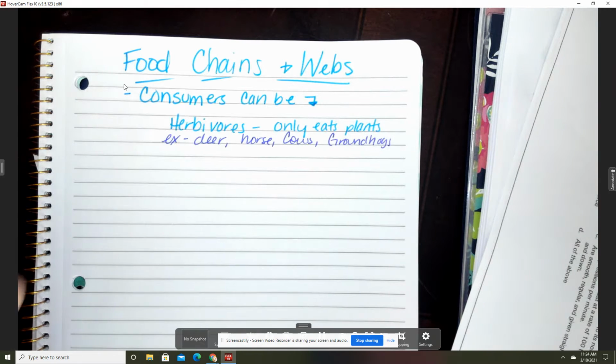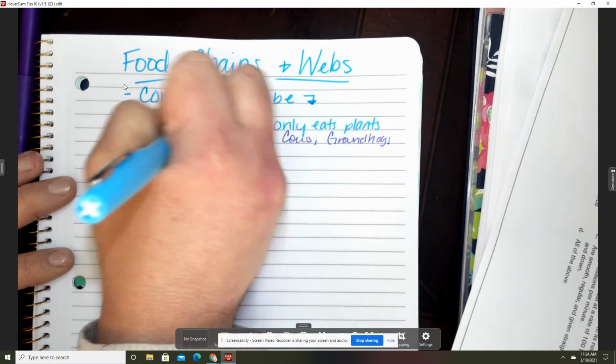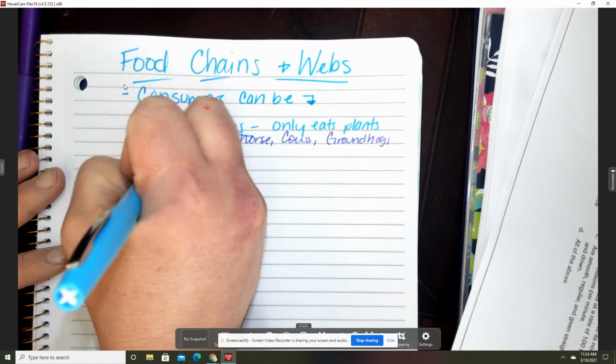And some things are herbivores, or not herbivores, but omnivores and carnivores that you wouldn't think would be. Like I would think a chicken would be a herbivore, but they're actually omnivores. So like all birds are. And I think for me, I forget about birds eating worms. But anywho, okay, the next is omnivores.